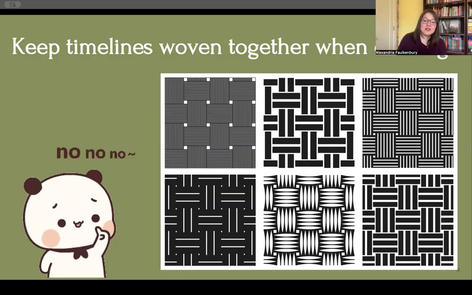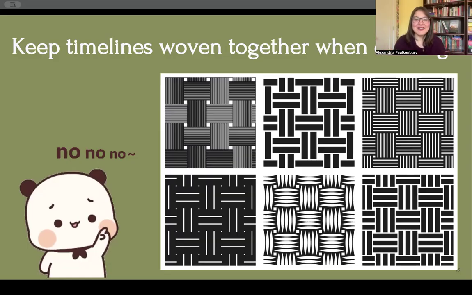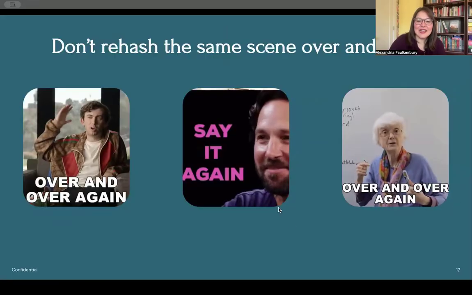You might find weaving them together as you write to be easier, and you might find it to be better. At the end of the day, you're just going to have to try one and see how it goes. And if it doesn't go great, you can always switch. Because that's the great thing with writing, right? We can always change our minds. So that was keeping timelines together.